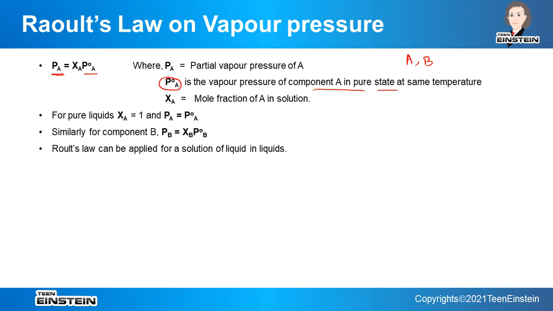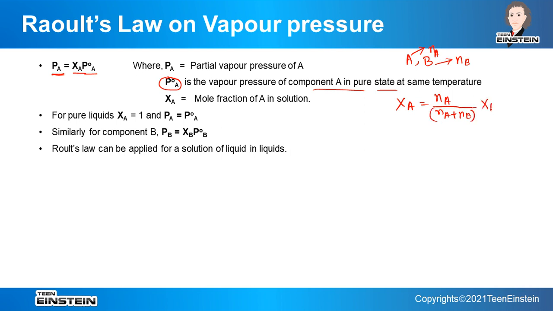So here the partial vapor pressure in the solution will be proportional to P naught A, and if we remove the proportionality sign and use an equality sign, then there will be mole fraction, that is, mole fraction of A. So how to calculate mole fraction? Suppose the number of moles of A is Na and the number of moles of B is Nb. So the mole fraction of A will be Na divided by Na plus Nb. That is the number of moles of A with respect to the total number of moles.